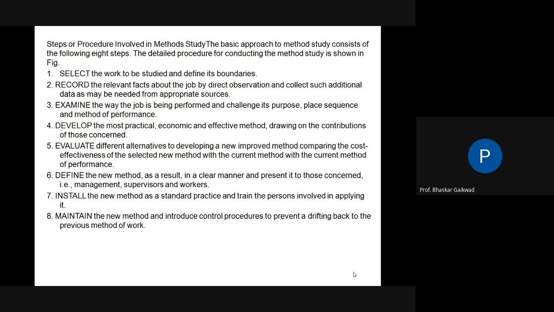Record the relevant facts about the job by direct observation, collecting such additional data as may be needed from the appropriate resource. Recording.